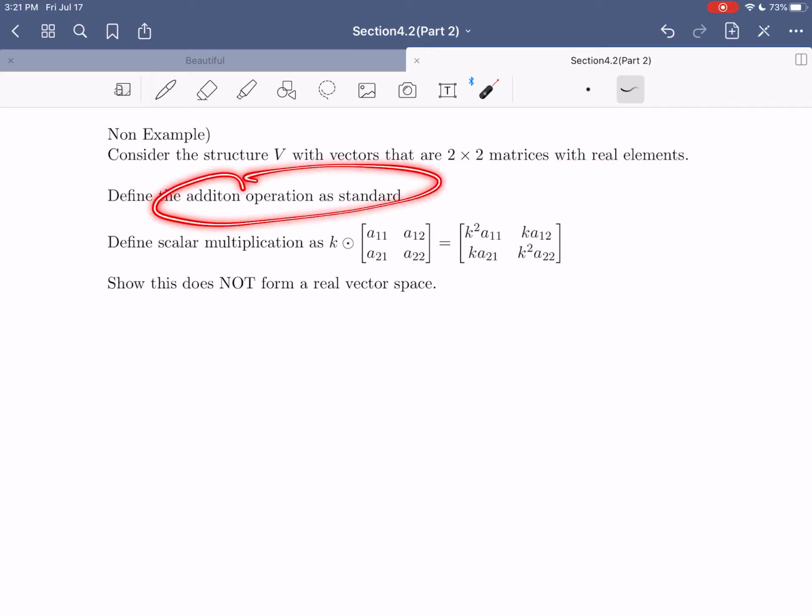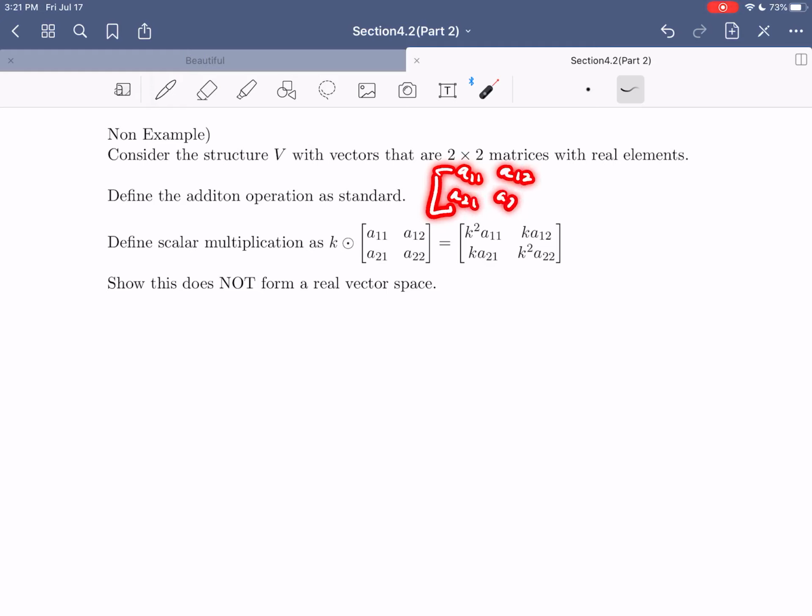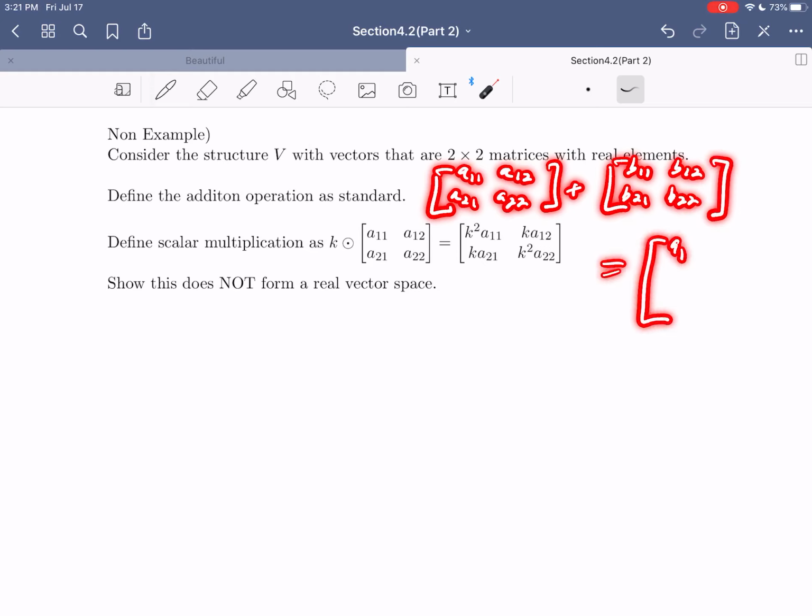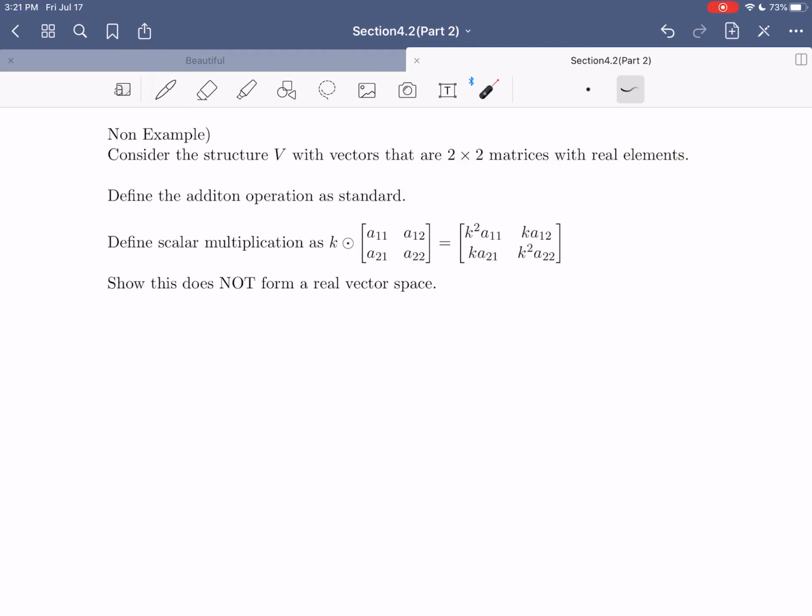We're going to define the addition operation as standard, meaning that if we add A11, A12, A21, A22, to B11, B12, B21, B22, you're just going to do that as you would expect and get A11 plus B11, so on and so forth, right? You're just adding component-wise. But the scalar multiplication is different. Instead of just distributing the k onto each one, you distribute k squared onto the diagonal, and you just multiply a normal k onto the anti-diagonal.